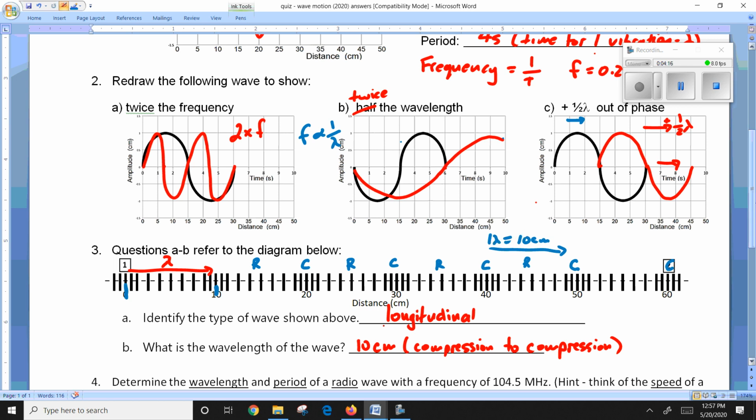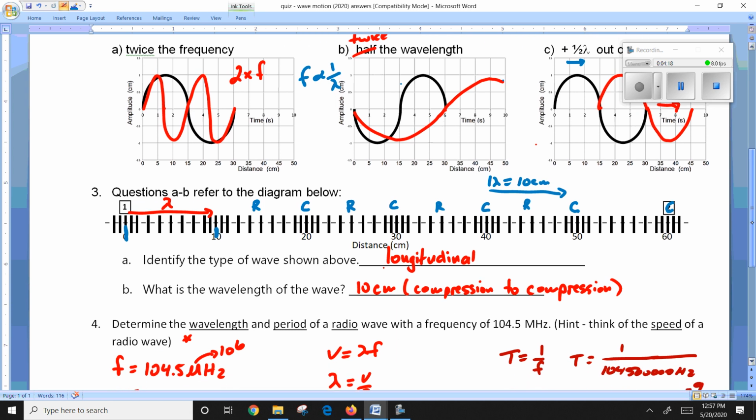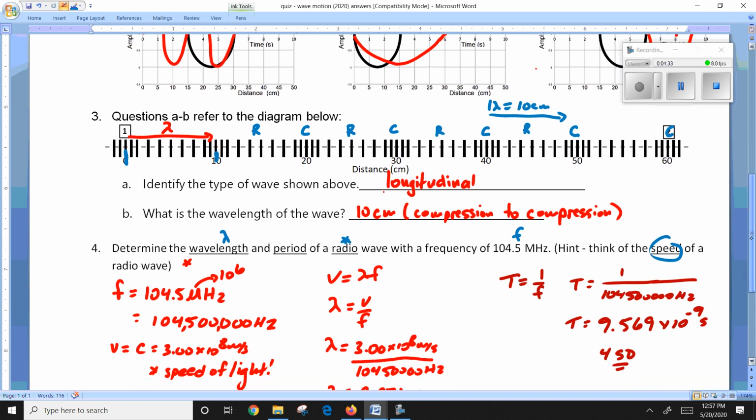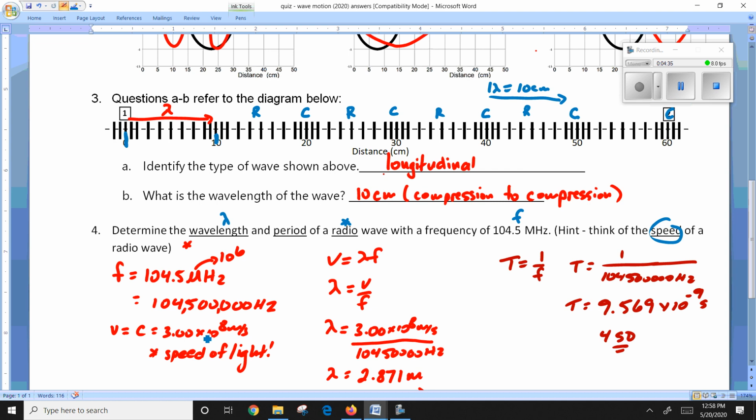Okay. Now we've got an equation involving the universal wave equation. The problem is this. I only give you the frequency. What the heck? I need to figure out the wavelength. So what you're missing is the speed. And what you have here, it's a radio wave. That's why I tried to give you a hint here. Radio waves travel at the speed of light. So 3.00 times 10 to the 8th meters per second.